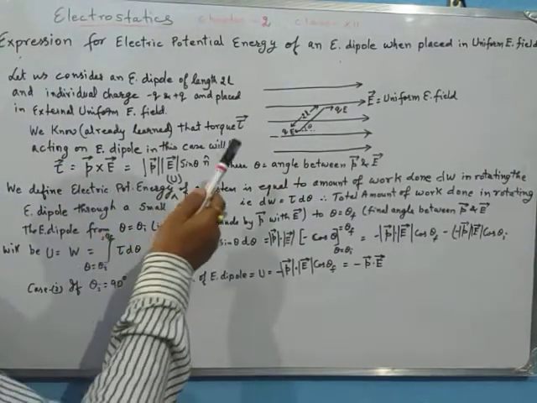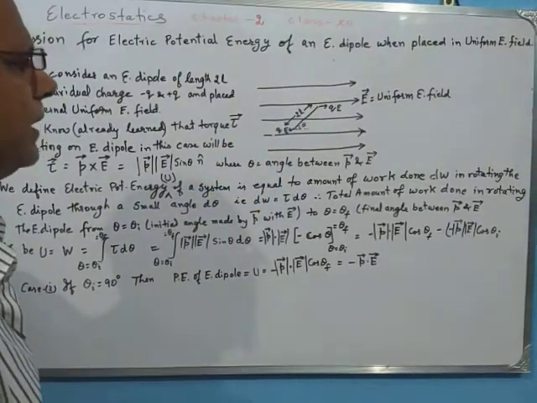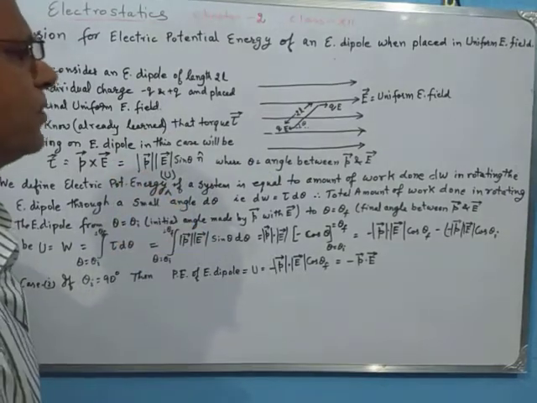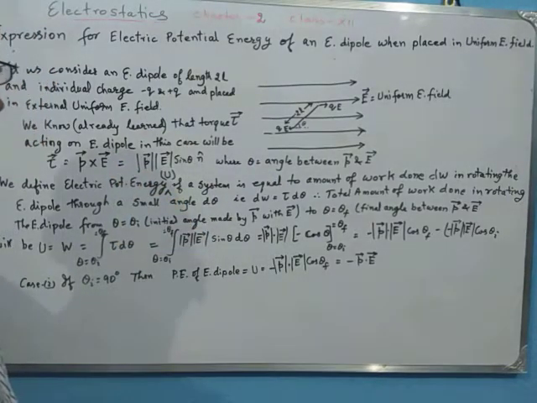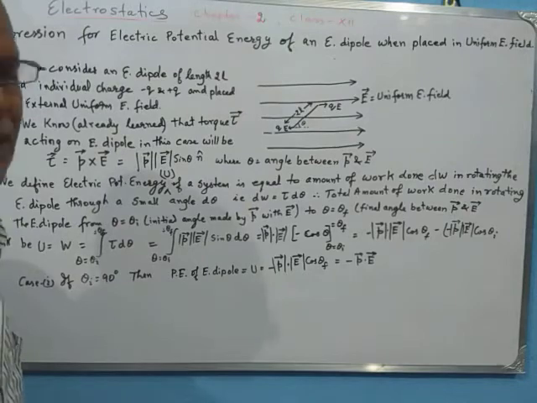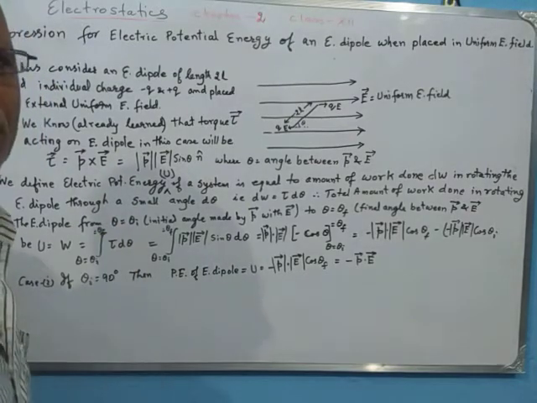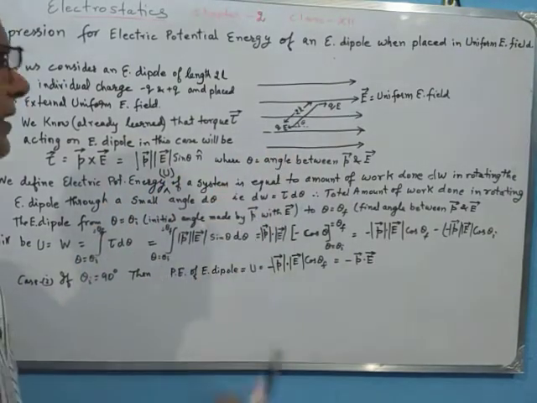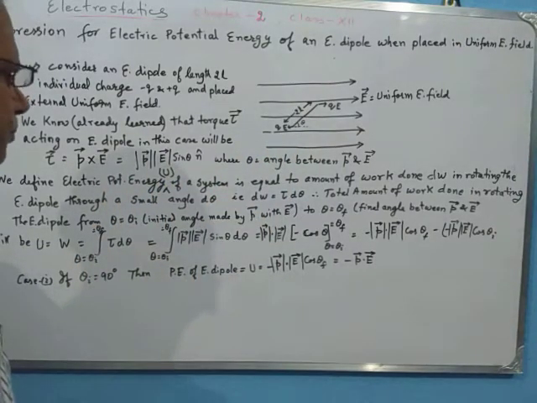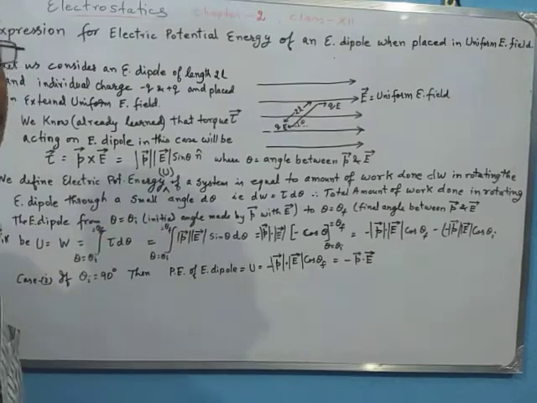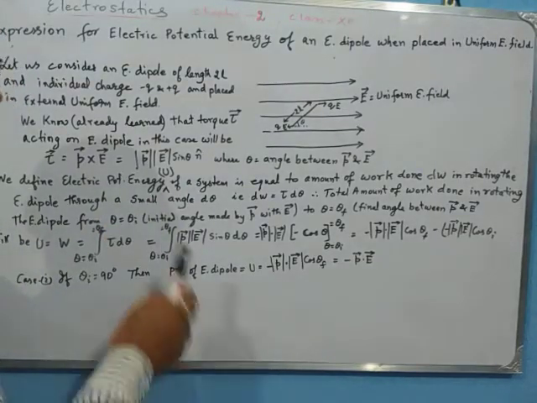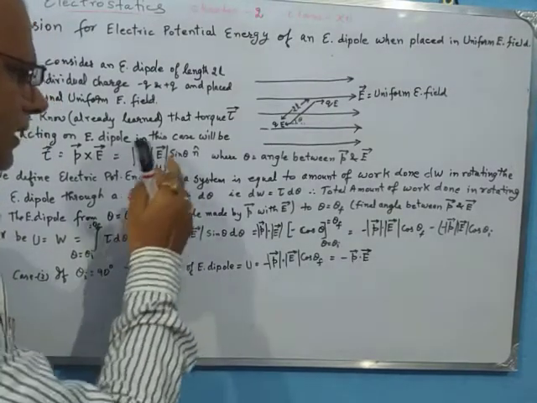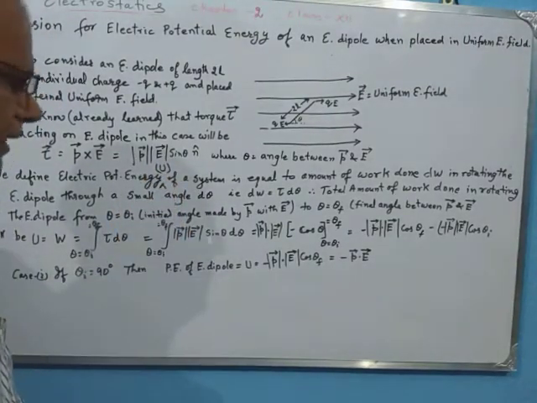When we place this dipole in the electric field, we know that we have already derived that there is some torque acting on the electric dipole, which is equal to P cross E. P is the electric dipole moment of the electric dipole we have selected, and E is the electric field present over there. So when we expand the cross product, we have magnitude of P, magnitude of E, and sine theta, and also a unit vector.